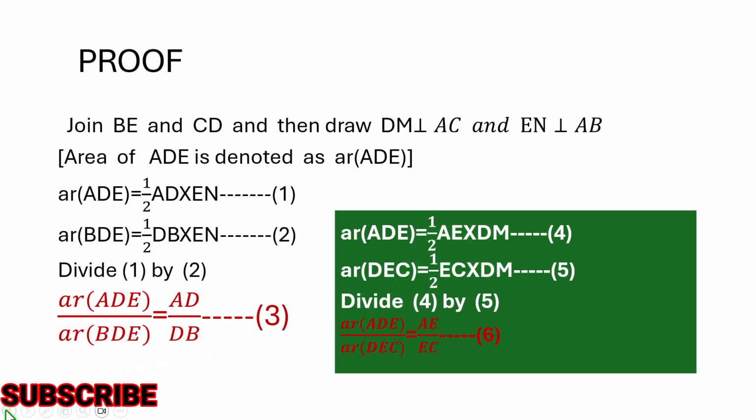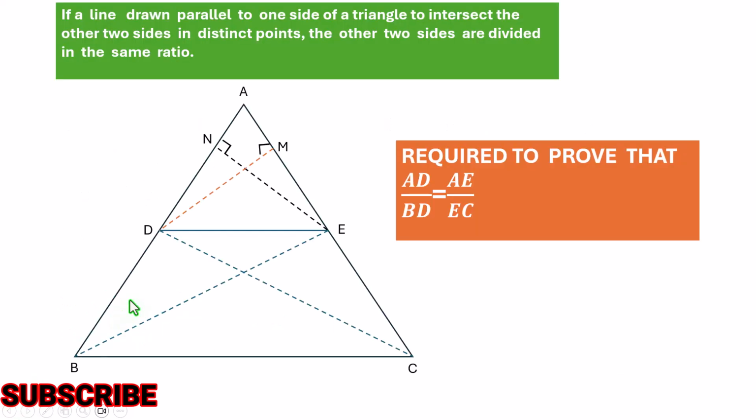Again, DEC. First, on the left side we have two triangles, ADE and BDE. After that, on the right side two triangles, ADE and DEC. So on the right side, area of ADE is equal to half into AE into DM.